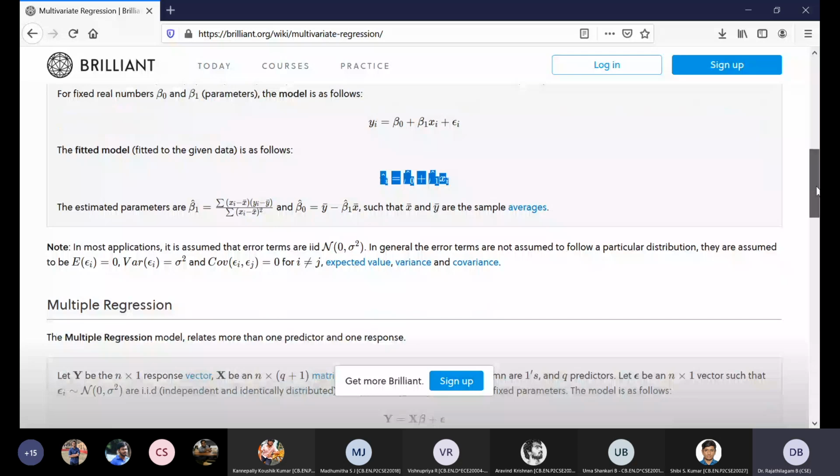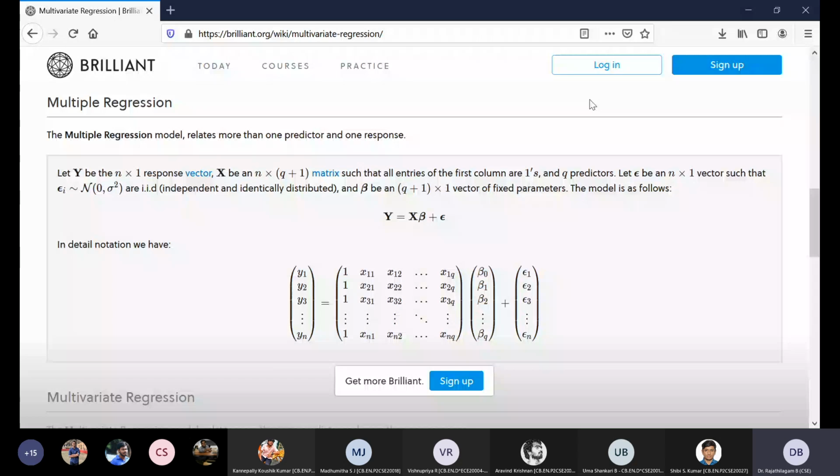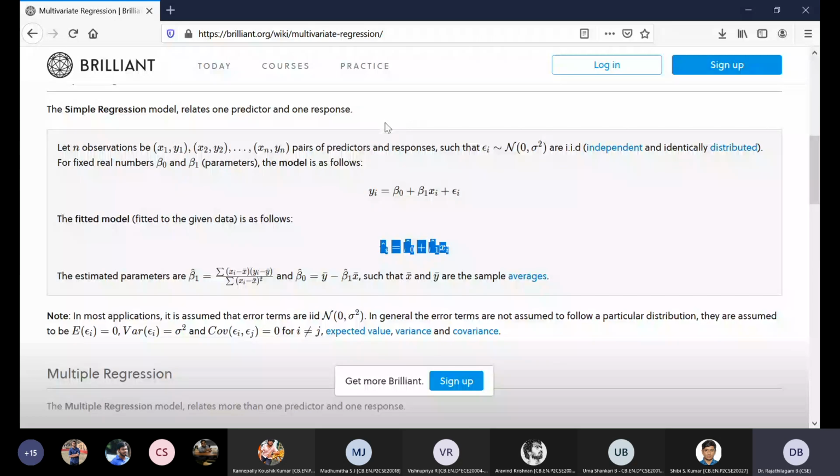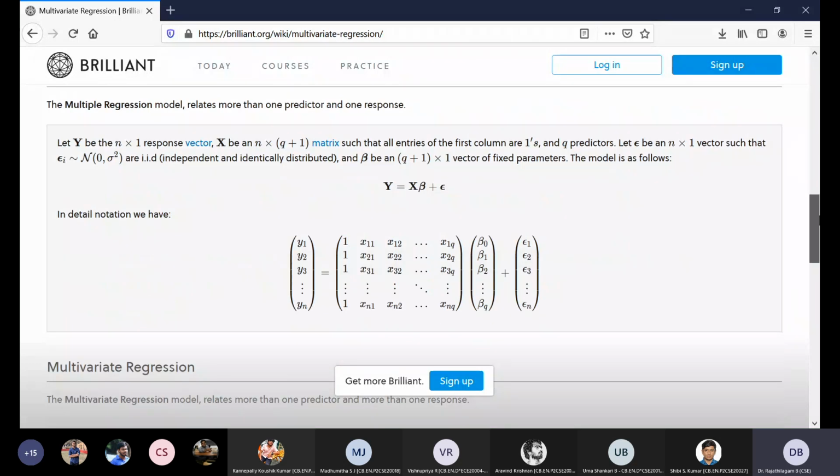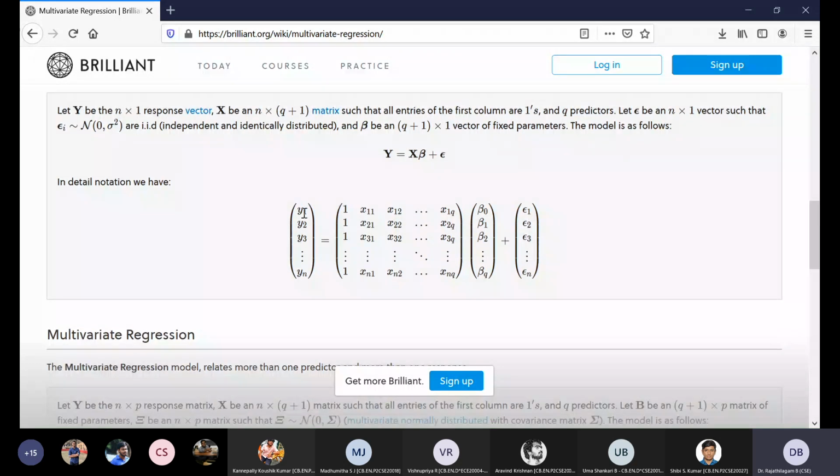So beta naught plus beta 1 x, right? You just have one x term here. Instead of one x term, you can have multiple x terms. You can write it in matrix form also. Let's say you have 4 variables, x1, x2, x3, x4, and y is equal to beta 1 into x1 plus beta 2 into x2 plus beta 3 into x3 plus beta 4 into x4 plus beta naught plus epsilon. That's what you see here.